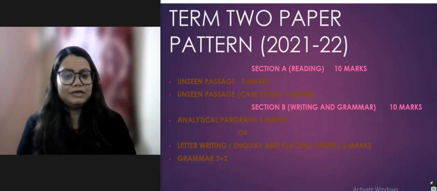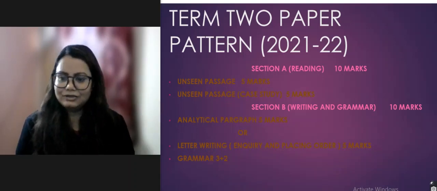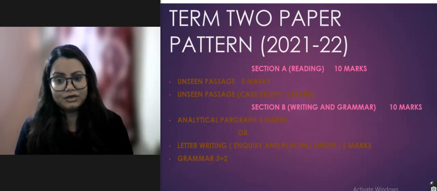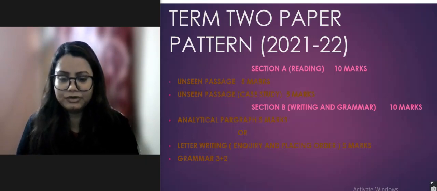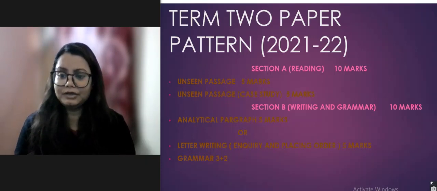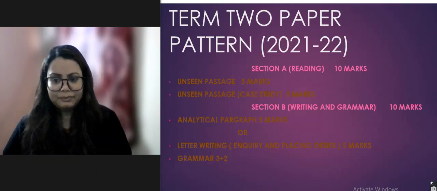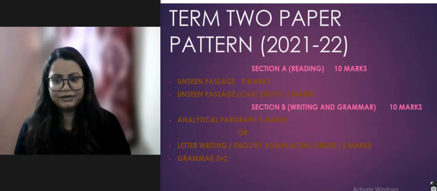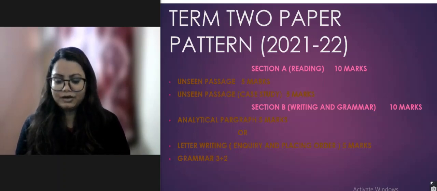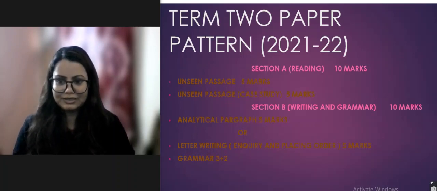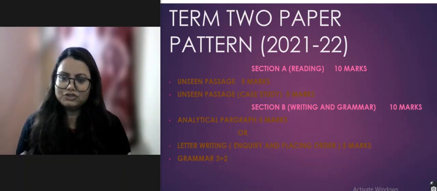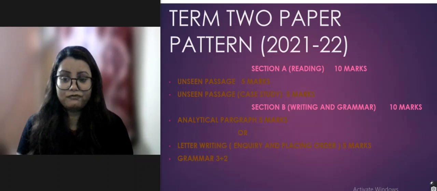Now proceeding to section B, which is the writing and grammar section, again the weightage is 5 plus 5, 5 marks for writing skill, another 5 marks for grammar. For writing skill we have the analytical paragraph. This time in the paper, as you can see, there was a mind map which was given for the analytical paragraph. There was no bar graph or pie chart or any other statistical data. It was entirely mind map data which was given, on the basis of which you need to prepare an analytical paragraph of 5 marks.